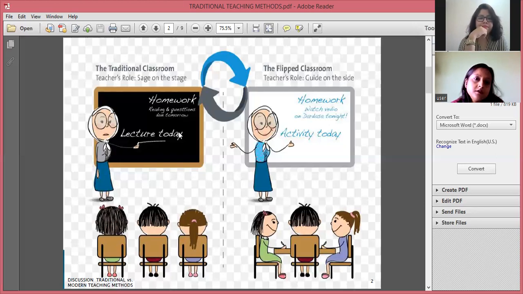Reading and questions for tomorrow, because the teacher gave the homework to students, and students do nothing in the classroom. There is no activity in this school. It is a one-way method.